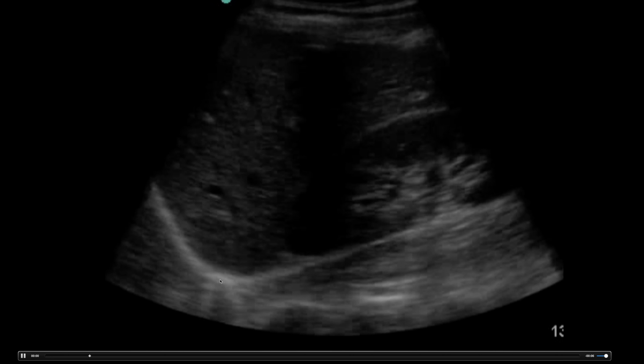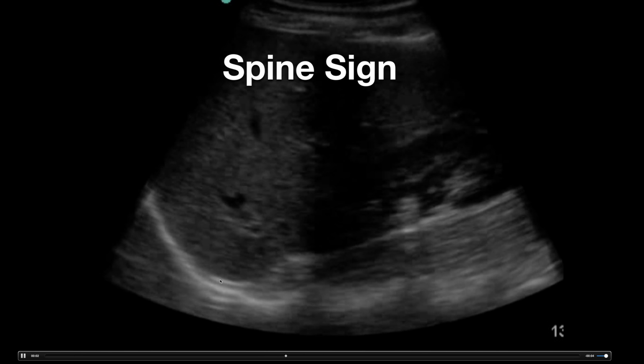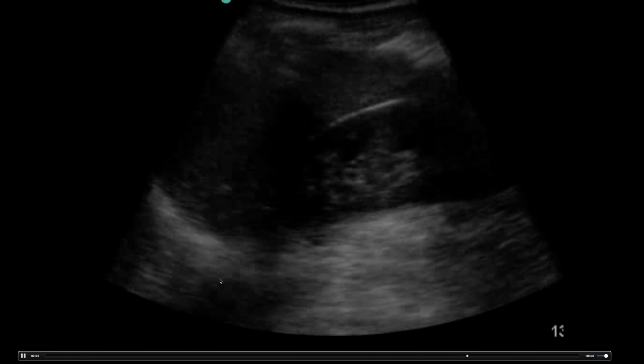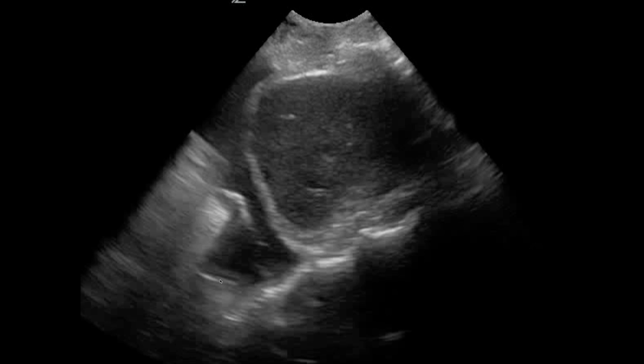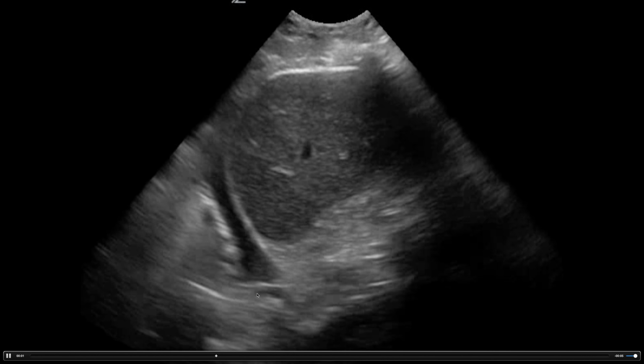If you see spine going above the diaphragm, then you know that something is amiss. Something is allowing ultrasound beams to go all the way from your probe all the way down to the spine and make it bright and echogenic.